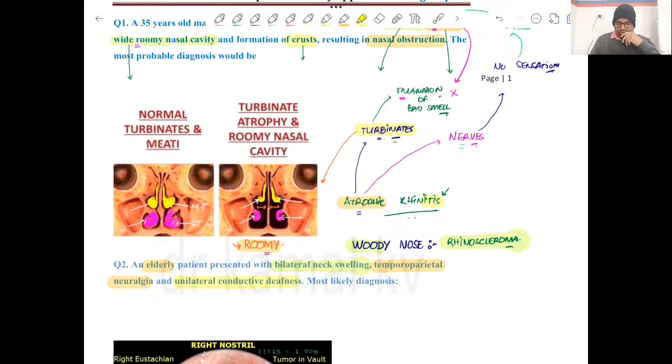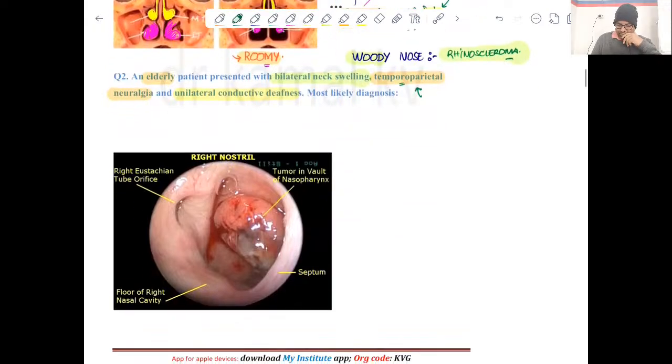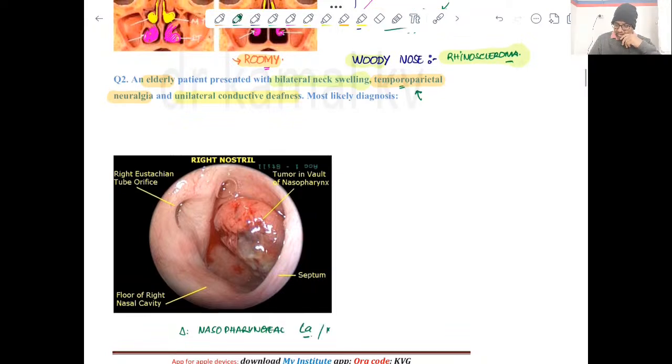Now most of you, the moment you get these words, temporoparietal neuralgia, you can think of the Trotter's triad. I think this single keyword is enough for you to get to the answer, and the answer here is nasopharyngeal carcinoma. Very good, Mohammad Anas. So this is a classic keyword here for NPC, temporoparietal neuralgia.